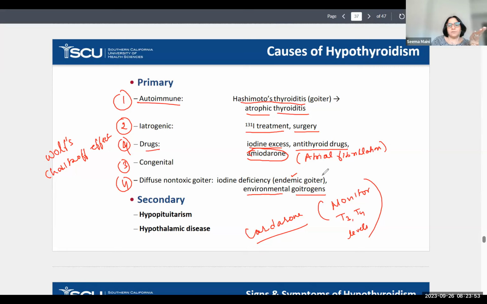It's good, right? And they're not goitrogenic for everyone. They have goitrogenic potential in certain individuals. Again, there are some genetic factors, environmental factors, some poorly understood epigenetic mechanisms. All right. Or it can be secondary due to hypopituitarism or hypothalamic disease. All right.